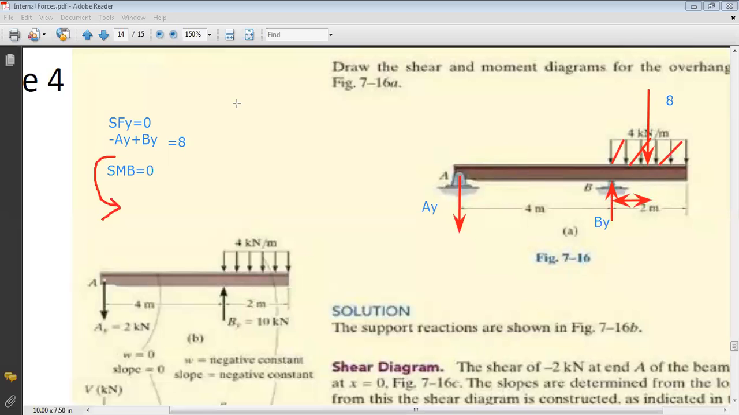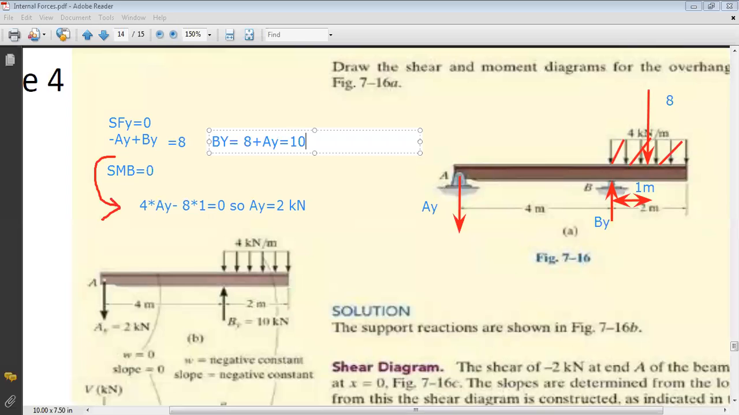Now I can do sum of moments. I have plus ay times 4, so 4 times ay, minus 8 times 1 is equal to 0. So I deduce ay is 2. It's 2, and as predicted, I got a positive result because ay is downward. Once I get the value of ay, I can replace it back into my sum of forces along y equation. So I get that by is equal to 8 plus ay equals 10 kilonewton.